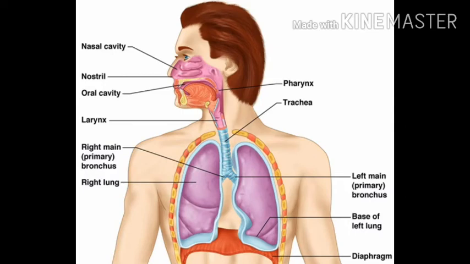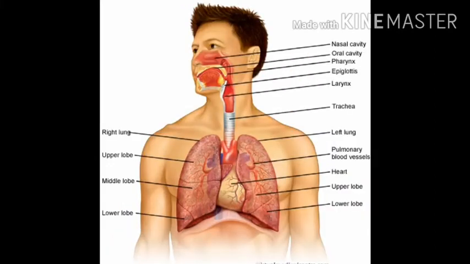Dear students of Standard 10, let us start with the human respiratory system. The human respiratory system starts from the nose, which is divided into two nostrils or nasal chambers. In between the two nostrils, there is a nasal septum, which separates the two nostrils from each other.